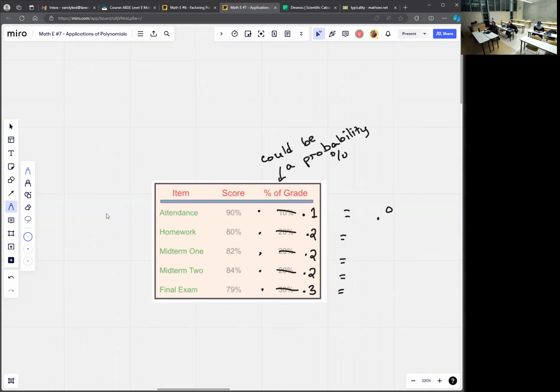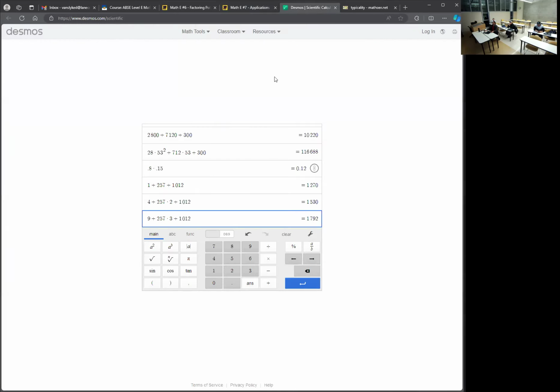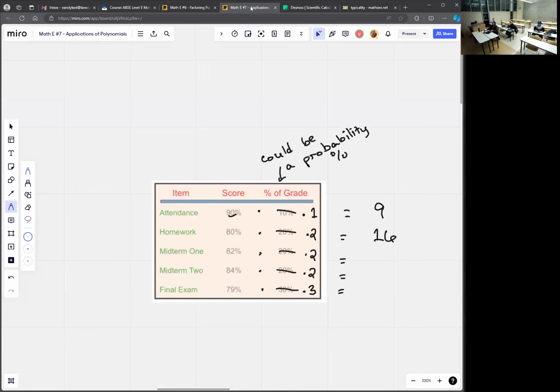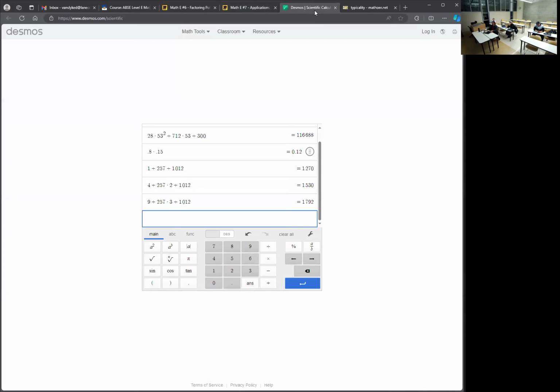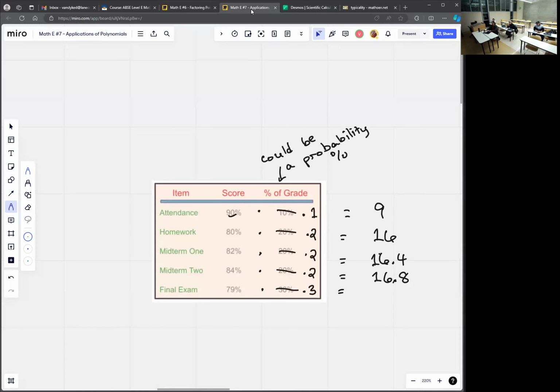So 90 times 0.1 is 9, using that scoot things over trick we just learned, right? From 90 to plain 9. 80 times 0.2, 8 times 2 is 16. I'm going to add a 0 because of the 80, but take away a 0 because of the point in the 0.2. 82 times 0.2, that one I'm going to cheat. 16.4. Okay. 84 times 0.2, that would be 16.8. And 79 times 0.3, 23.7.